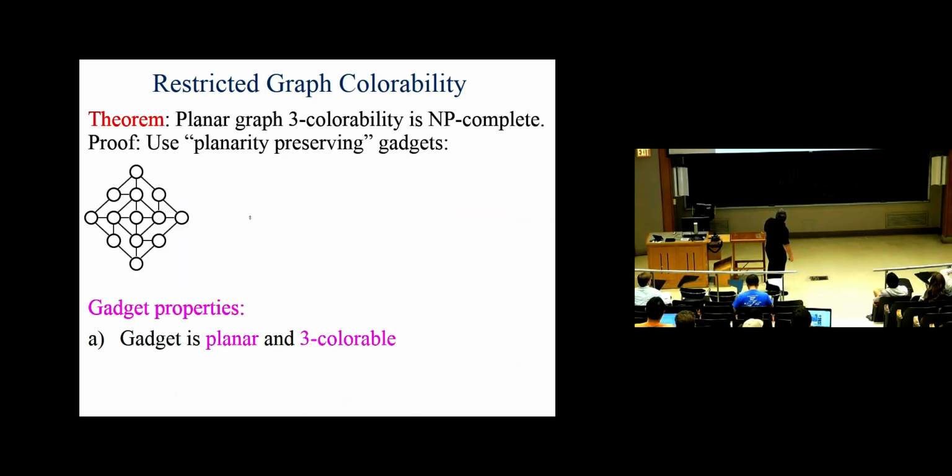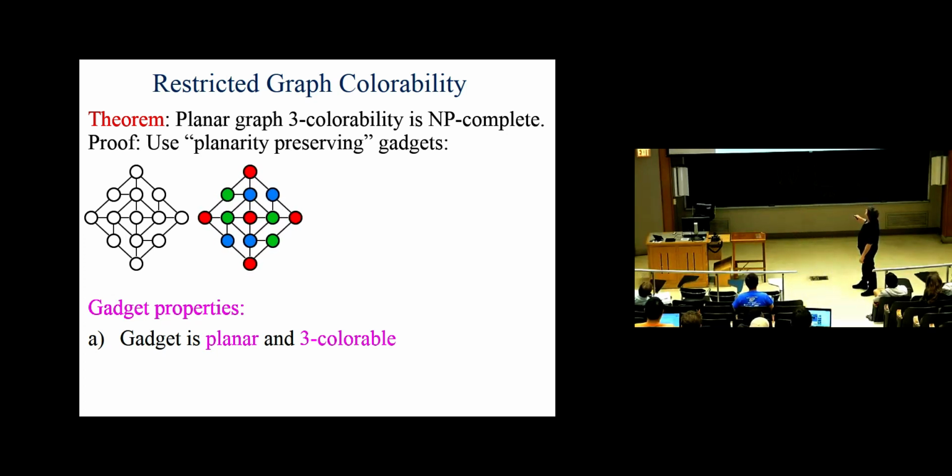So we're going to use a planarity preserving gadget. So here's the gadget that we're going to use now. It's more complicated than the last gadget. It has more nodes. There's more going on here. But the properties are similar. It's planar. Obviously, it's planar. There's no edges crossing. It's 3 colorable.